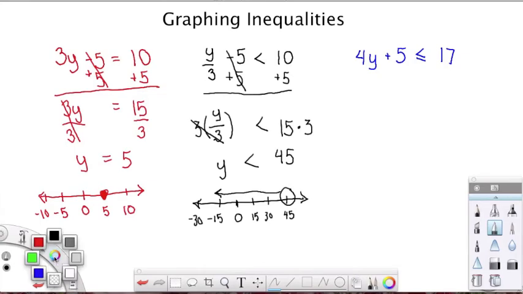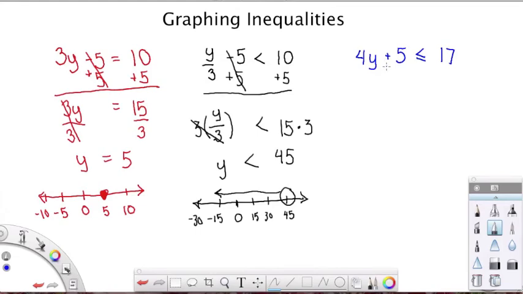Let's take a look at our last example. Here we have 4y plus 5 is less than or equal to 17. Once again, we're going to solve this inequality the same way we would an equation. But now when we go to graph, we're going to see something even yet different again. Can we simplify? No, it's in simplest terms.